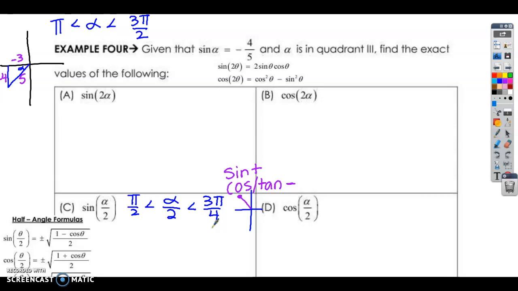All right, we are on part 2 of the double and half angle formulas in Unit 3 for pre-calculus. So we're moving on to example 4. Now they're giving you that the sine of angle A is -4/5 and A is in quadrant 3. So we're going to go ahead and draw the triangle in quadrant 3.